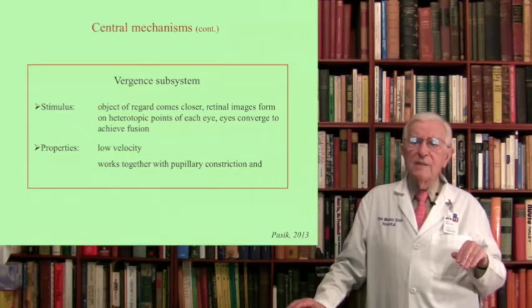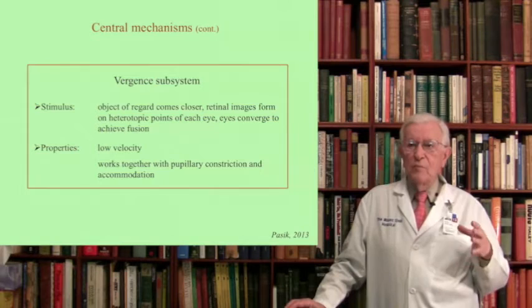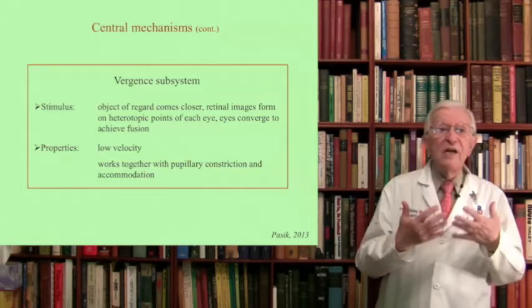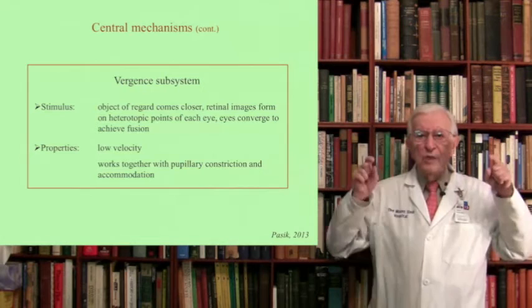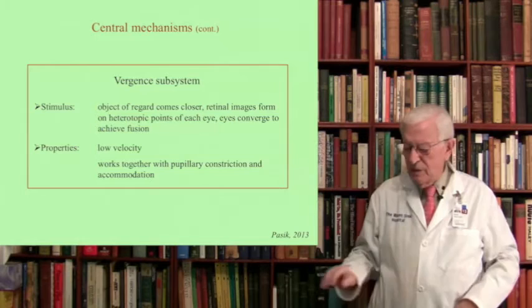And the important thing for you to remember is that it works together with pupillary constriction and accommodation. That we will discuss in the visual system, what pupillary constriction means and what accommodation means. But anyway, these are mechanisms of the organism to have clearer near vision. And so when the object comes close to yourself and you want to look at it, you converge your eyes, your pupils constrict at the same time, and your intraocular lenses accommodate to this new distance to get the image of the object sharp.